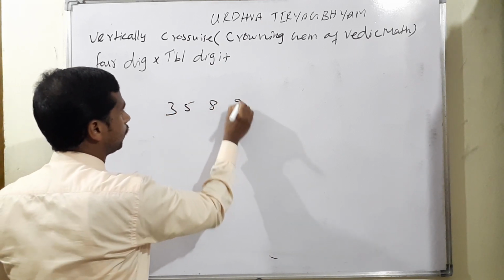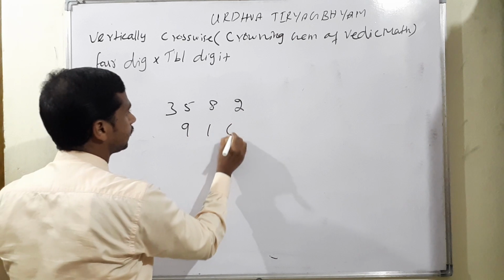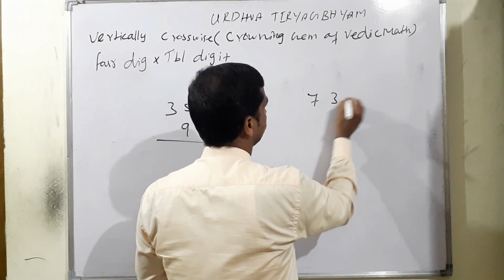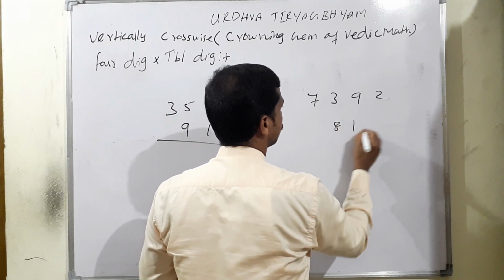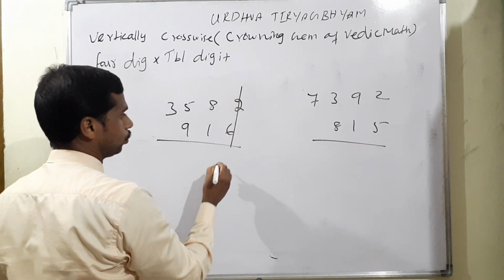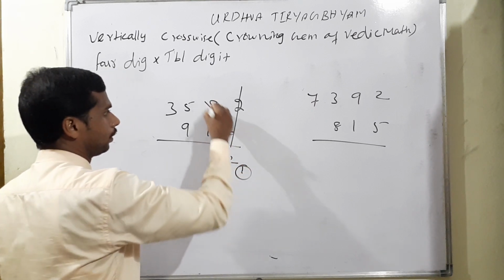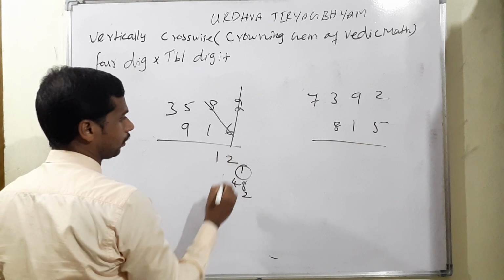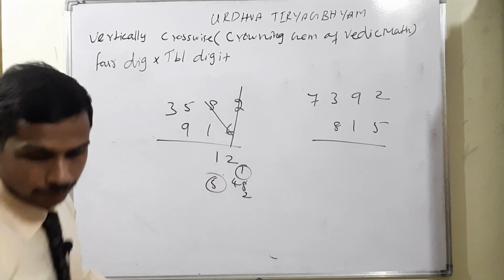3 5 8 2 9 1 6. Now 7 3 9 2 8 1 5. Same one. 2 6s are 12. Carry 1. 8 6s are 48. 2 2s are, so 51. Now we have the carry 5 only.